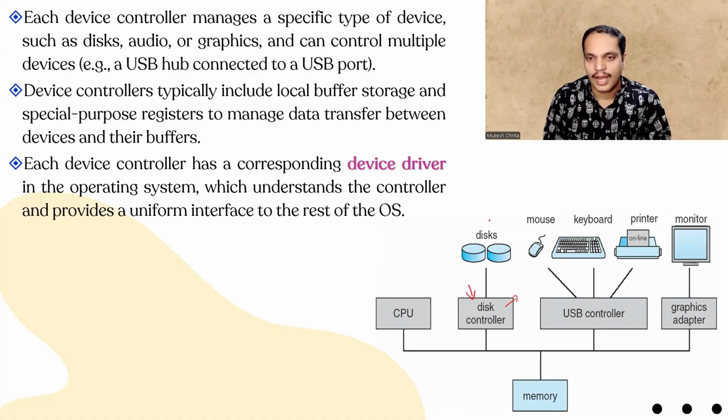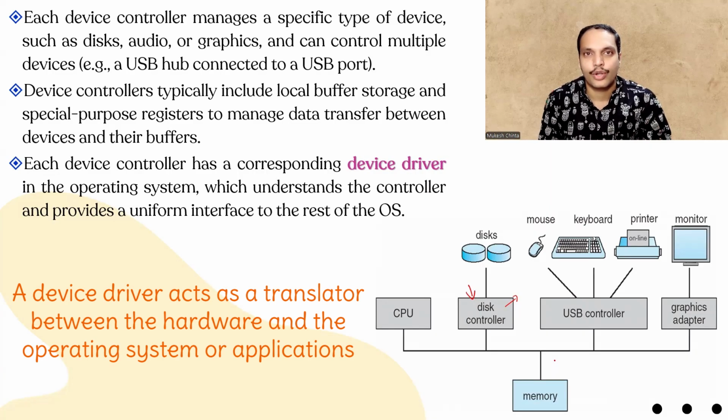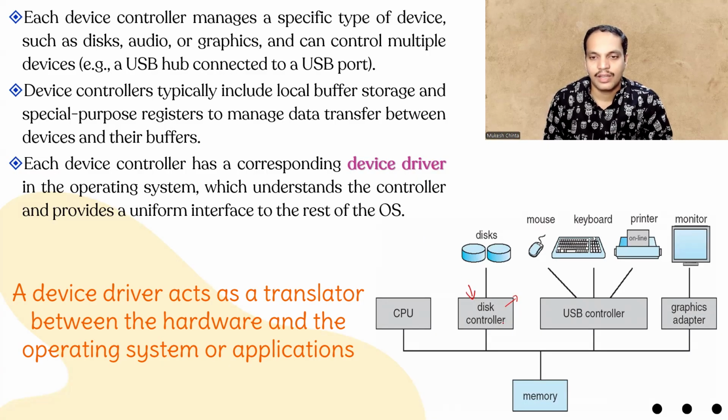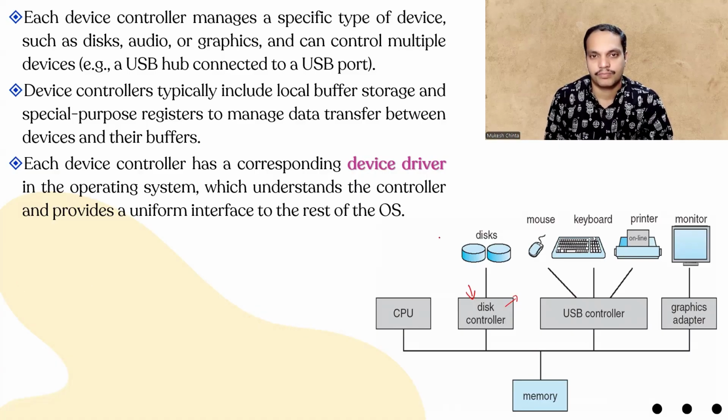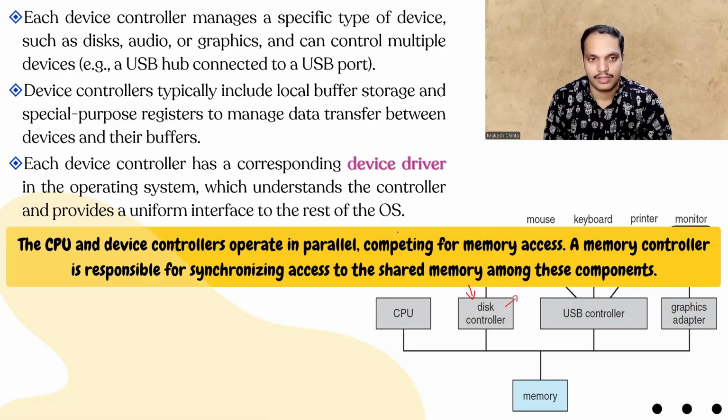Each device controller has a corresponding device driver in the operating system. You must have come across messages like you need to upload the drivers, or drivers not found. So these device drivers enable the operating system to understand and speak the language of these device controllers. That is what we call a device driver, which is a kind of software. We use device drivers so that they can talk to and understand each other, providing a common interface. So the device driver understands the controller and provides a uniform interface to the rest of the operating system. The CPU and device controllers operate in parallel.